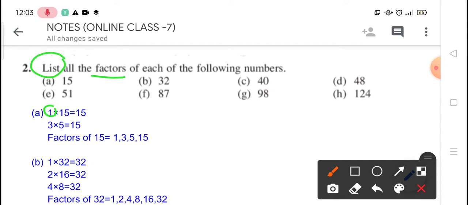1 multiply 15, we get 15. After 1, continue with 2. But 2 cannot multiply any number to get 15. So we proceed with 3. 3 multiply 5 to get 15. Alright? After 3, we continue with 4. Anyway, 4 can't multiply any number to get 15. So 4 is not in our list.